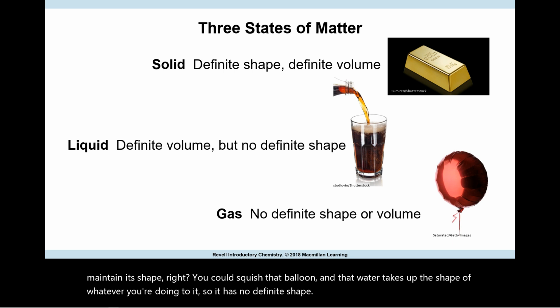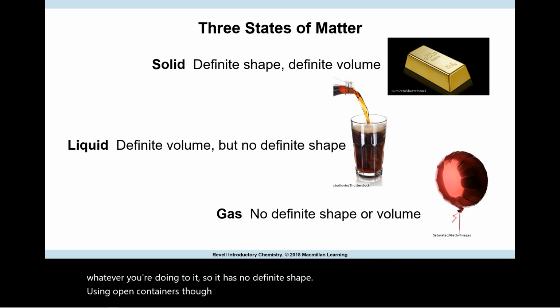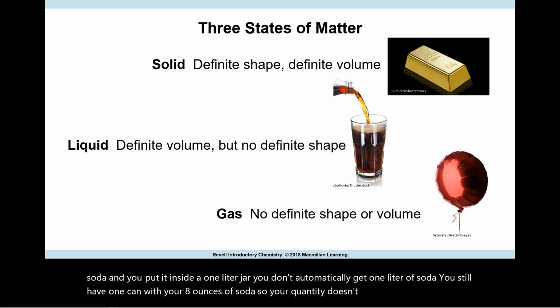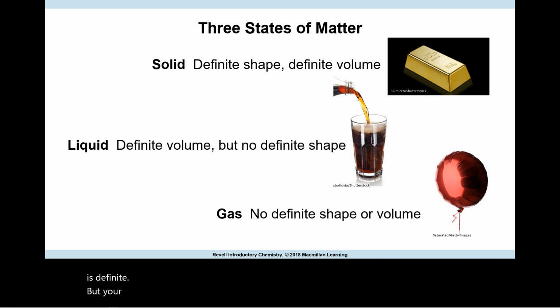Using open containers though, if you take a can of soda and you put it inside a 1 liter jar, you don't automatically get 1 liter of soda. You still have one can with your 8 ounces of soda. So your quantity doesn't change. Your volume is definite, but your shape does change, okay, to conform to the figure that it is in.